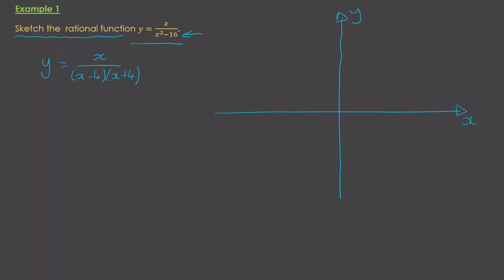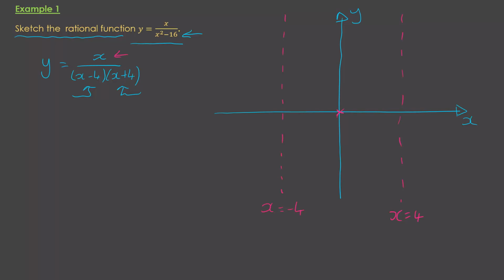The first thing is that the denominator would be 0 if x was 4, or x is negative 4. Now we can't divide by 0, so that identifies for us the vertical asymptotes. So x equals negative 4 and x equals 4 are the vertical asymptotes. When x is 0, y is 0, so we know the graph will go through the origin.